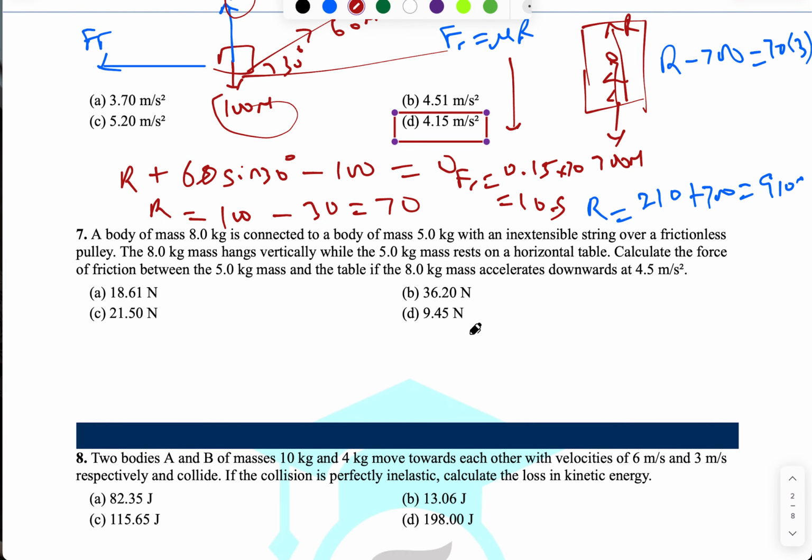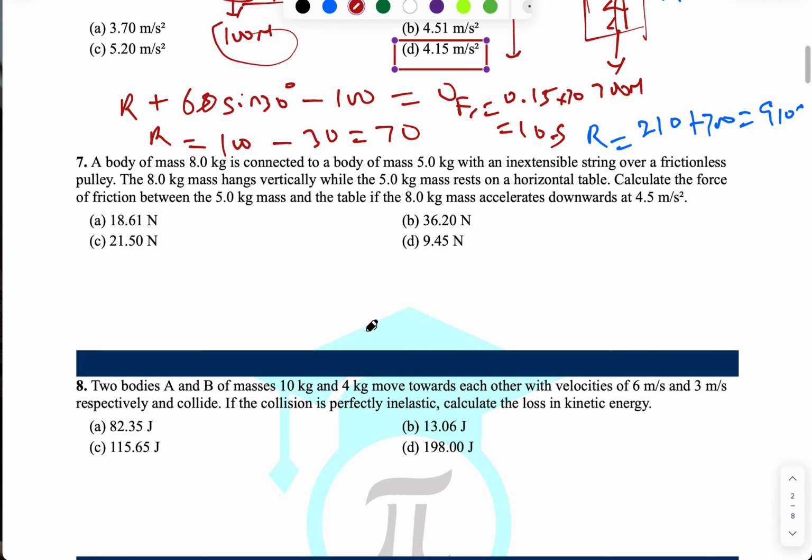It says a body of mass 8 kg is connected to a body of mass 5 kg with an inextensible string over a frictionless pulley. The 8 kg mass, okay, let's quickly drop that.